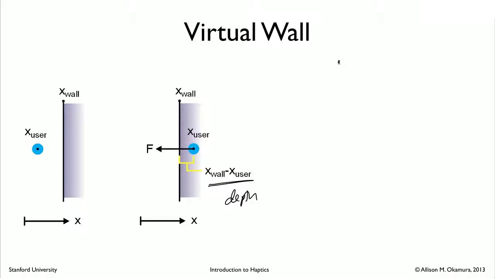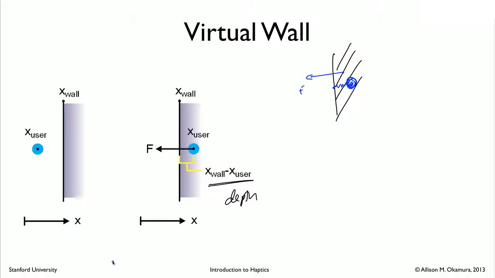And for that, what you can imagine is that if you have this virtual wall here, and you have the user who's sitting here, the idea is that there's a spring attached to the surface of the virtual wall that is trying to pull the user back out. So that's actually what's going to be generating this force.